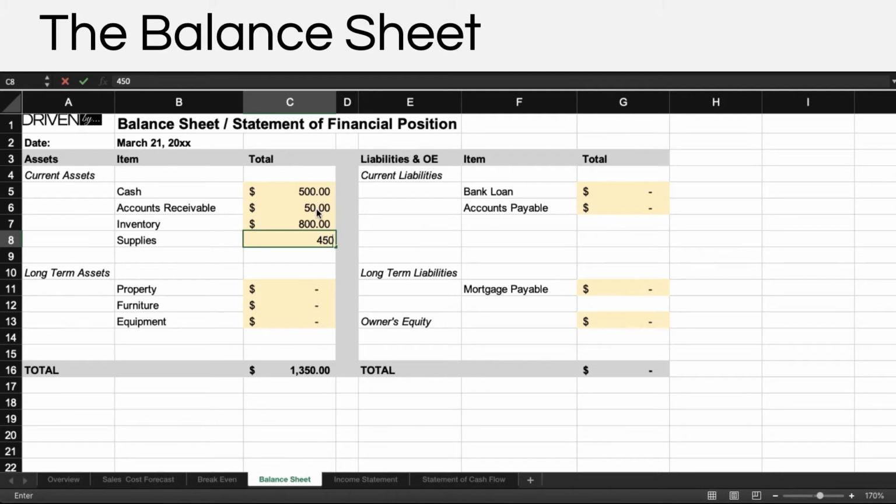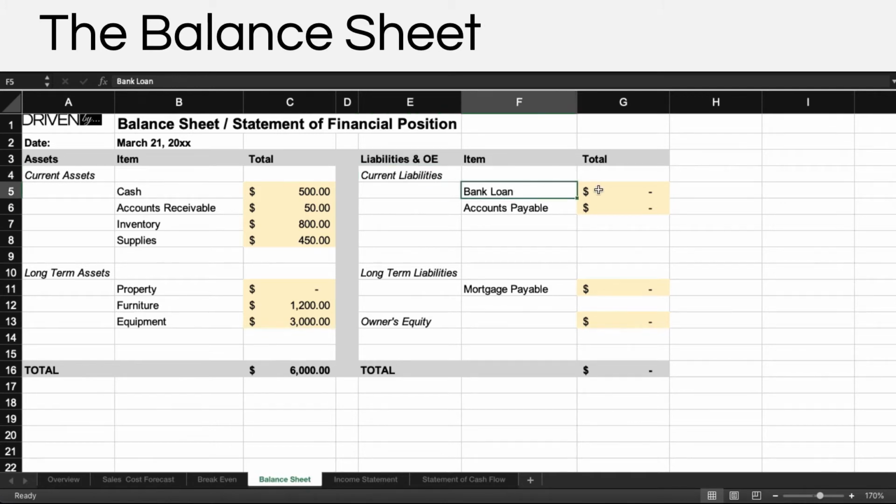Current assets are those that will be used up or converted to cash within 1 year, such as supplies, inventory, and accounts receivable, which is money that is owed to you. Long-term assets are those that will be used over a much longer period of time, such as equipment and furniture.